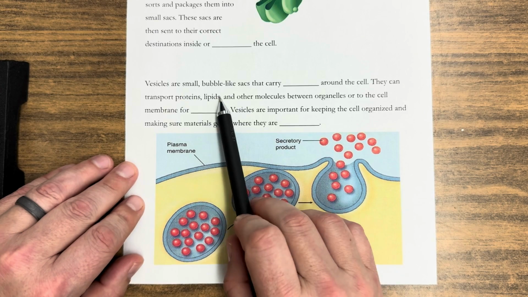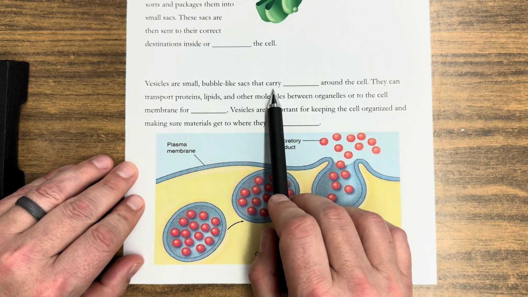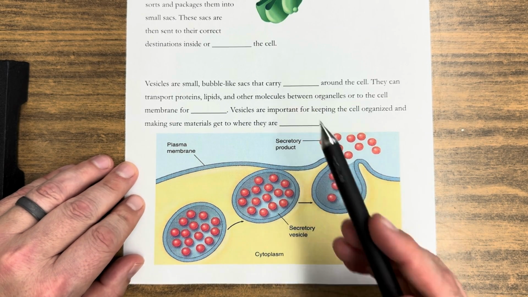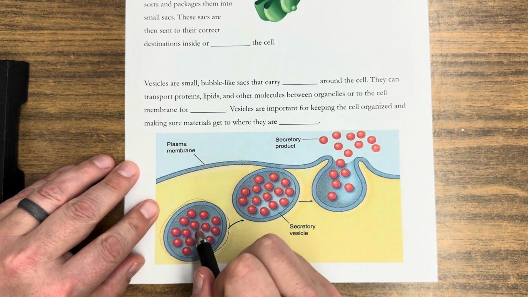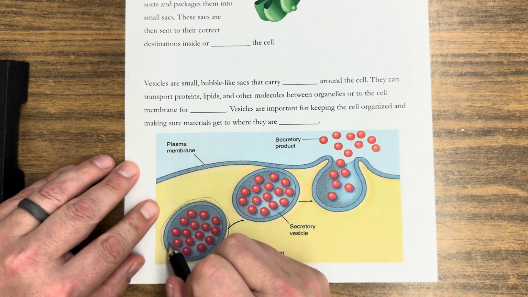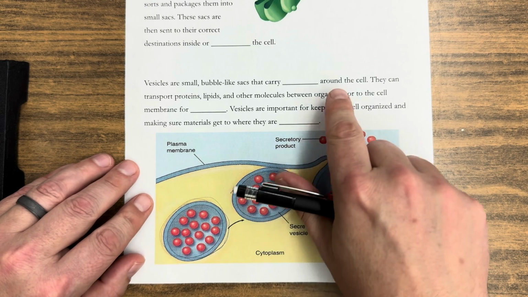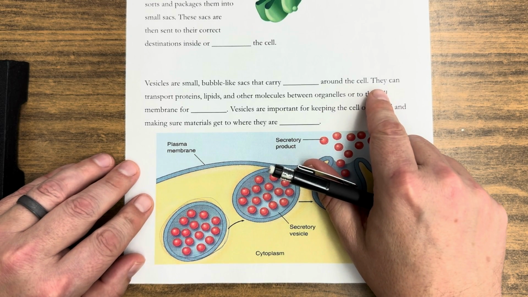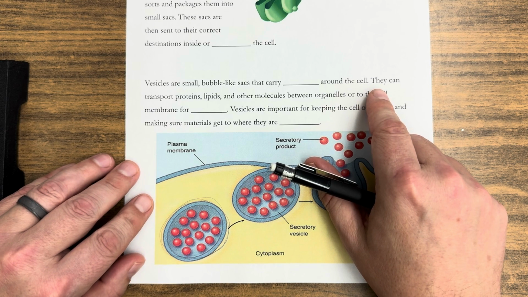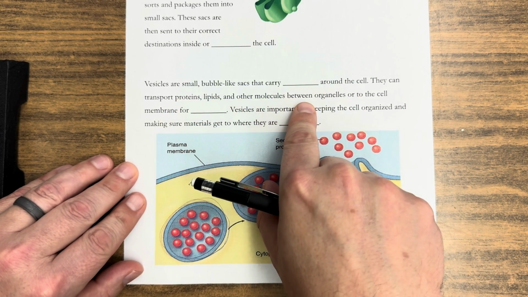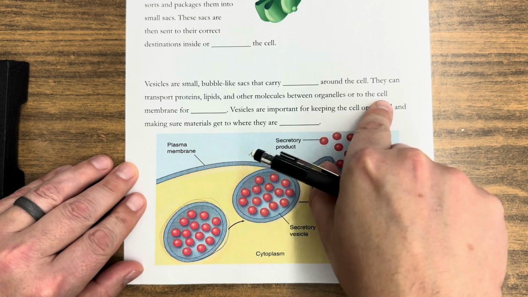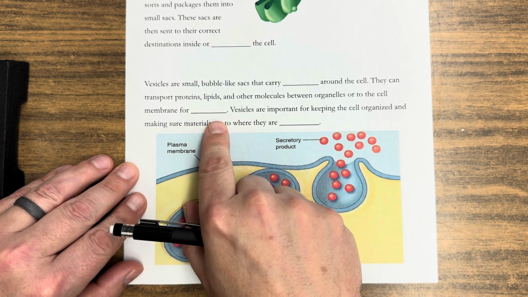Vesicles are small, bubble-like sacs that carry materials around the cell. So you can see that this is a vesicle, not the stuff inside of it, that's what it's carrying, but that blue bubble is the vesicle. It's like a semi-truck, right? The truck is delivering materials or goods or something like that. They can transport proteins, lipids, and other molecules between organelles or to the cell membrane for release.